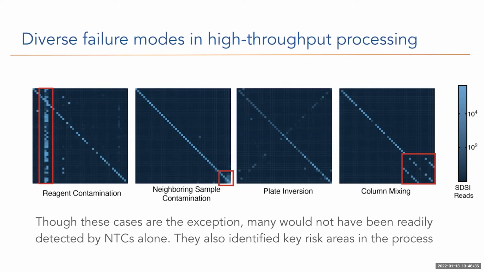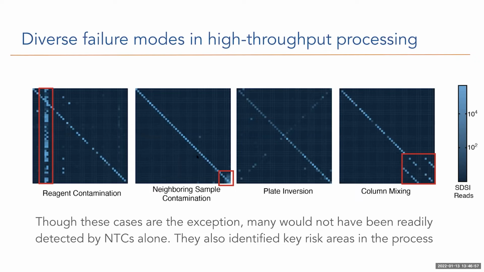And these were highlighted by the patterns on these plots. So I think the second one in from the left is what we were mostly expecting to see, right? Neighboring sample contamination, like the schematic I showed at the beginning, a spillover in one part of the plate from one sample to another. And we saw a number of examples of that in all different parts of the plate.